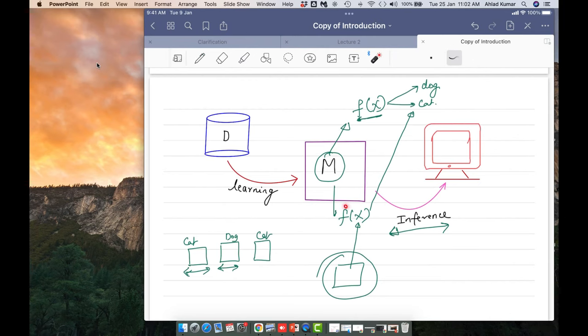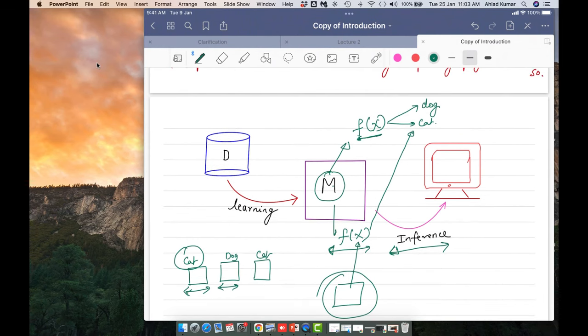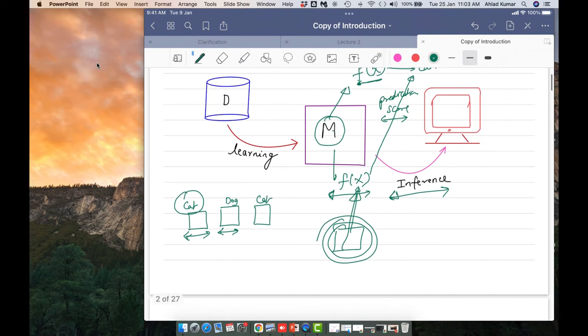And the important part is this function f. If there are millions of cat and dog images, how will you draw a function boundary for that? It's very difficult for a human to do it. So this function f(x) is created by the model M, which tries to distinguish cat and dog images, and it will be used as the inference model. Once you pass a test image into this function f(x), it will give you back the prediction score. So the function f(x) is designed by this model M, which is a machine learning model.